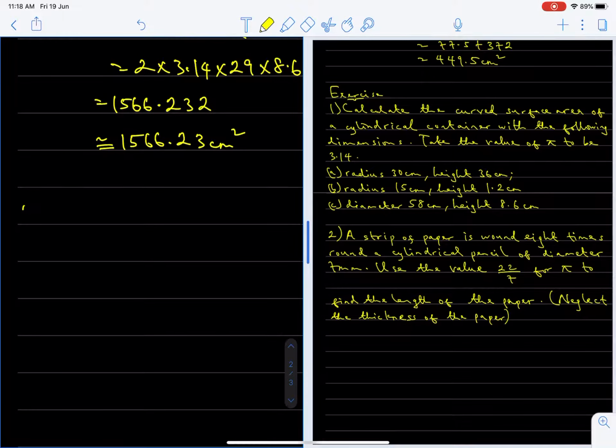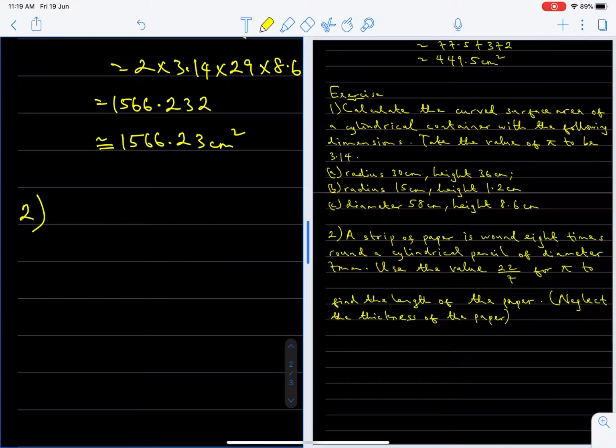Now we go to question 2. Question 2 says, a strip of paper is wound 8 times round a cylindrical pencil of diameter 7 millimeters. Use the value 22/7 for pi to find the length of the paper. Neglect the thickness of the paper. That's a piece of cake.